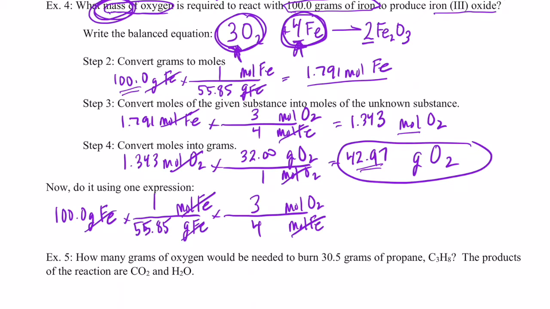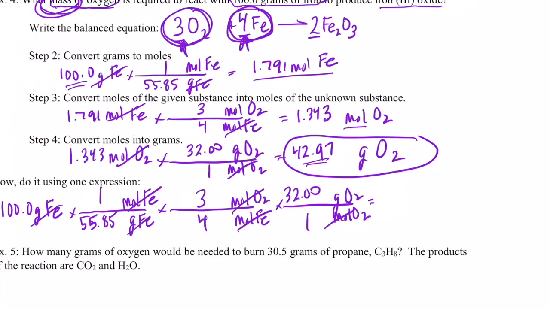So moles of iron are gone. And our last step is to hop out of moles of oxygen and get into grams of oxygen. And 1 mole of oxygen is 32.00 grams. So moles of oxygen are gone, and we are going to have as an answer grams of O2. So let's multiply that out, and you multiply it out with me to make sure we get the same answer. 100 divided by 55.85 times 3 divided by 4 times 32.00. And I get 42.97 grams of oxygen again.